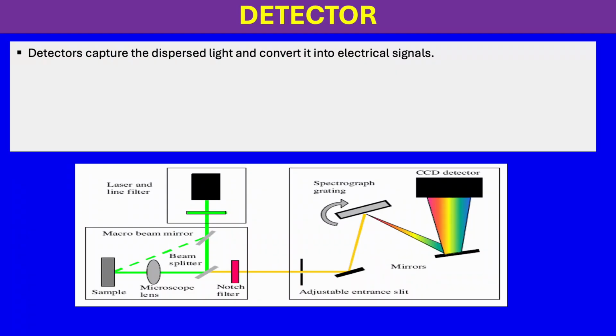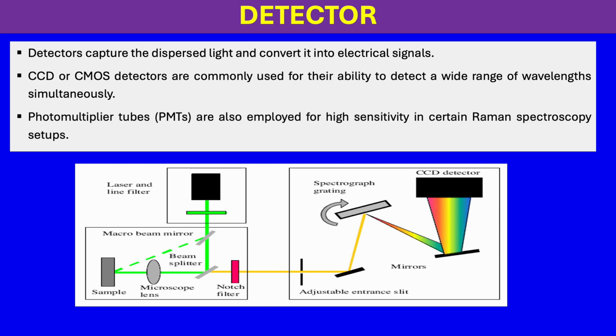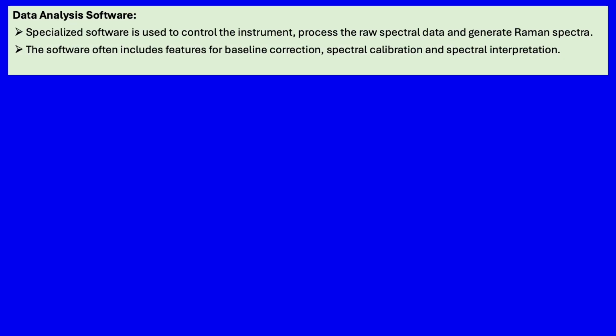The next important component is the detector. Detectors are responsible for capturing the dispersed light and converting it into electrical signals. CCD or CMOS detectors are commonly used for their ability to detect a wide range of wavelengths simultaneously. Photomultiplier tubes, or PMTs, are also employed for high sensitivity in certain Raman spectroscopy.